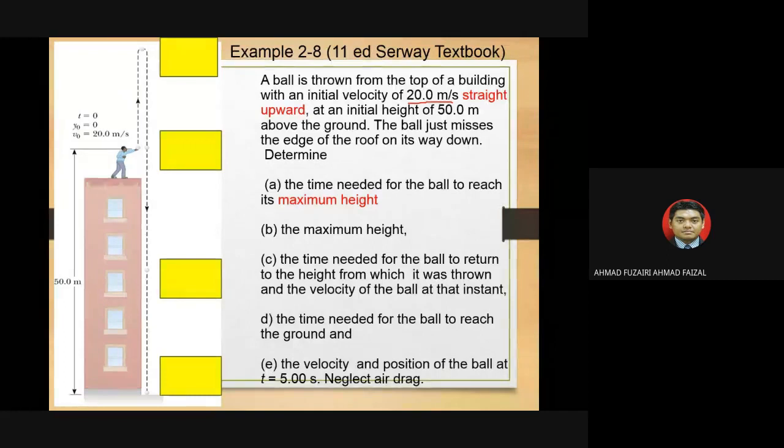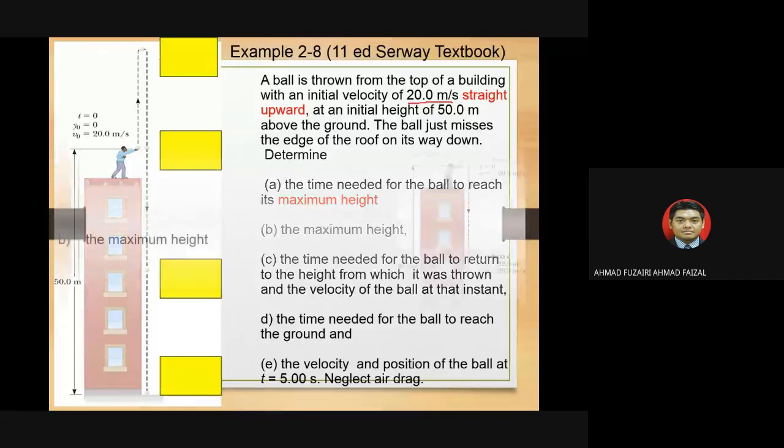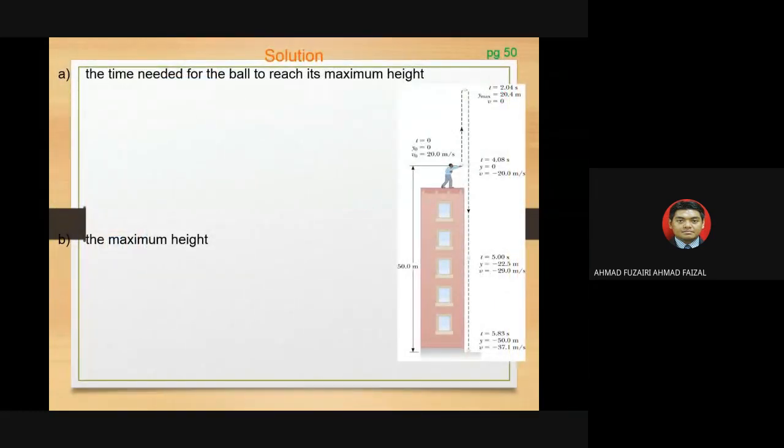Determine A: the time needed for the ball to reach its maximum height. To find this, the first thing you need to do is list down all the information given in the question. You have initial velocity v0 equal to 20 meters per second, y0 equal to 0, where y0 is the initial position of the person, and t equal to 0, where t is the time just before the ball is thrown upward. Then you need to identify which equation you want to use.